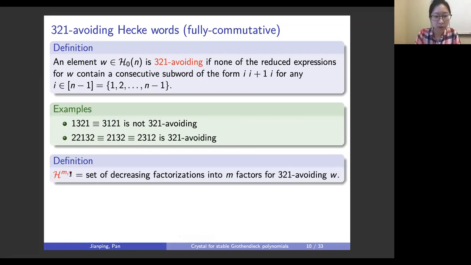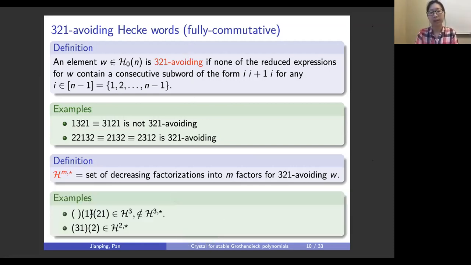And we use the star on the top right corner to denote the set of decreasing factorizations into m factors for 3-to-1 avoiding W. And similarly, we can talk about decreasing factorizations, whether they are 3-to-1 avoiding or not, by looking at the words underlying them after removing all the factors, because 1-3-2-1 contains a braid, and 3-1-2 does not contain a braid. So we can talk about whether they are in the star or not star. So star means 3-to-1 avoiding. Some notation.